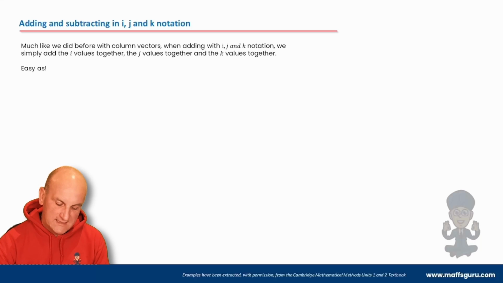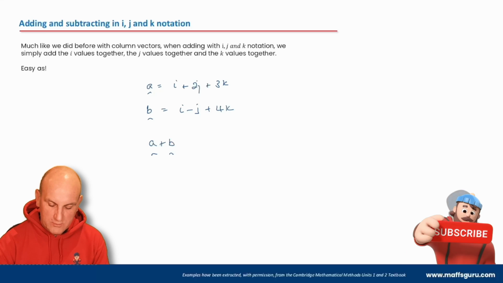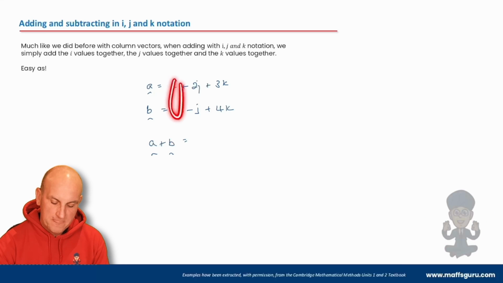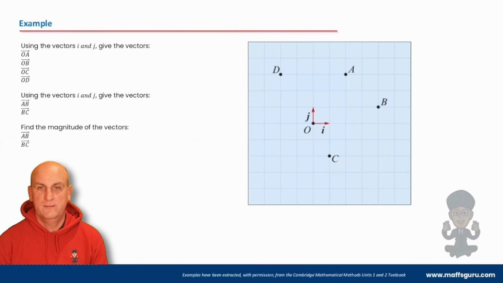If we have a vector, let's say A is equal to i plus 2j plus 3k, and we have B given by i minus j plus 4k. All right, if I want to do A plus B, for example, I simply add the i's, the j's, and the k's terms together. So i plus i would give me 2i, 2j minus j gives me j, and 3 plus 4 would give me 7. So in exactly the same way as it works in 2-dimensional space, it works in 3-dimensional space as well.